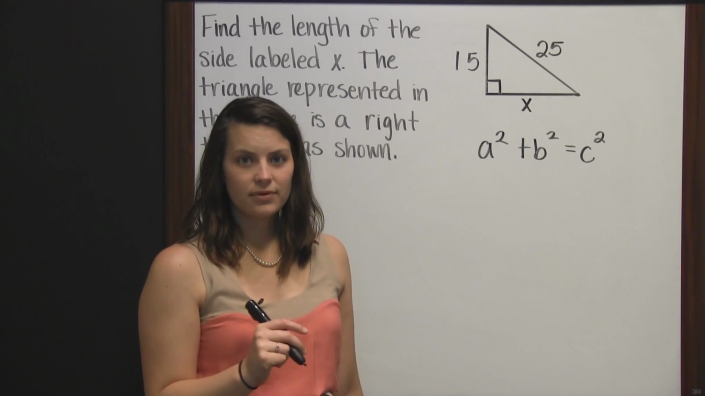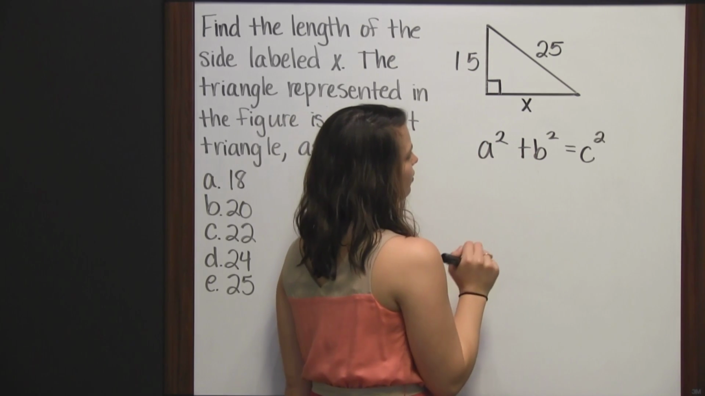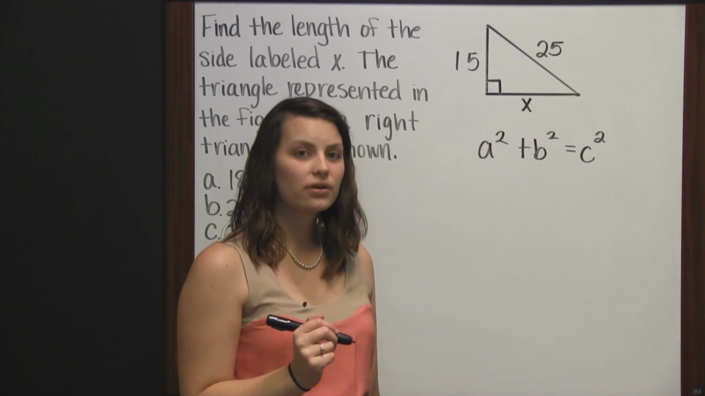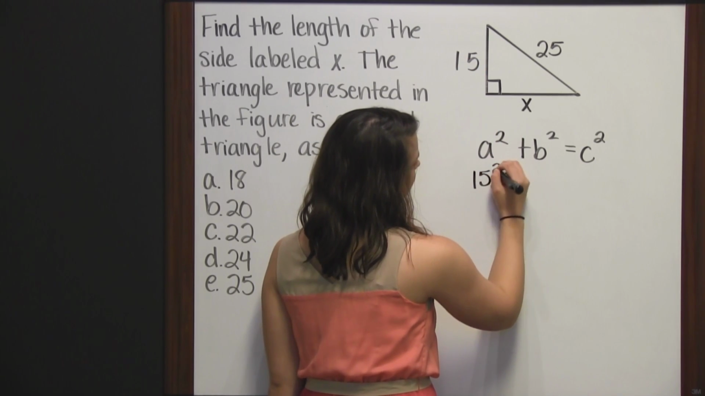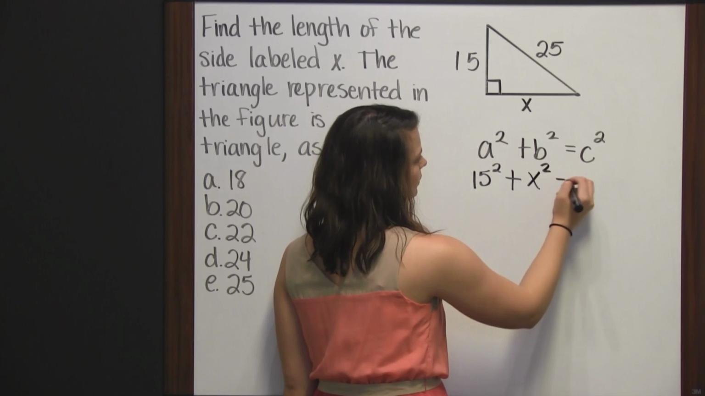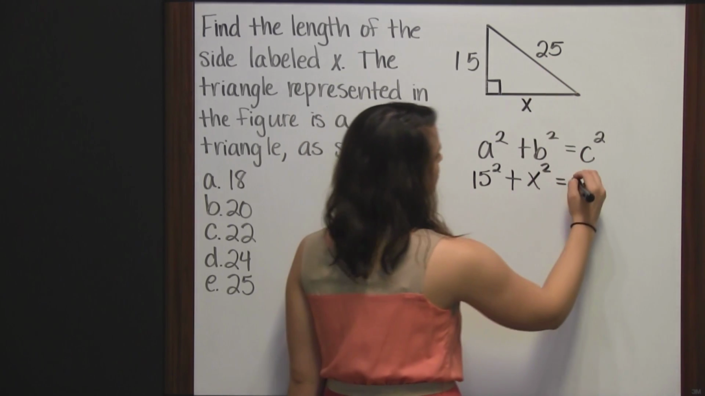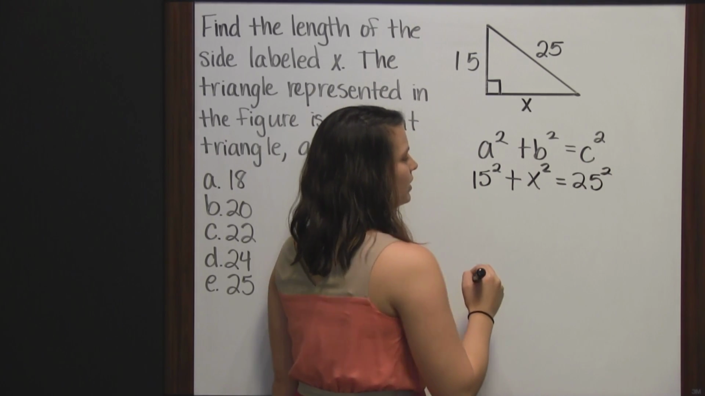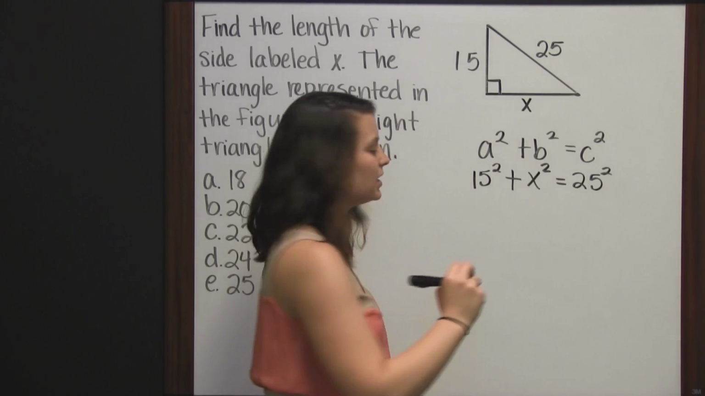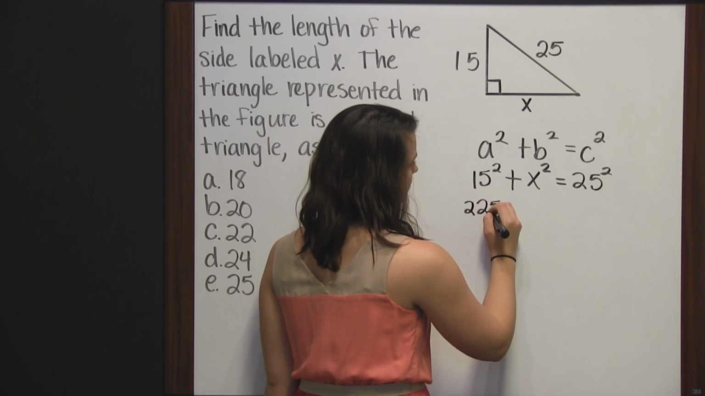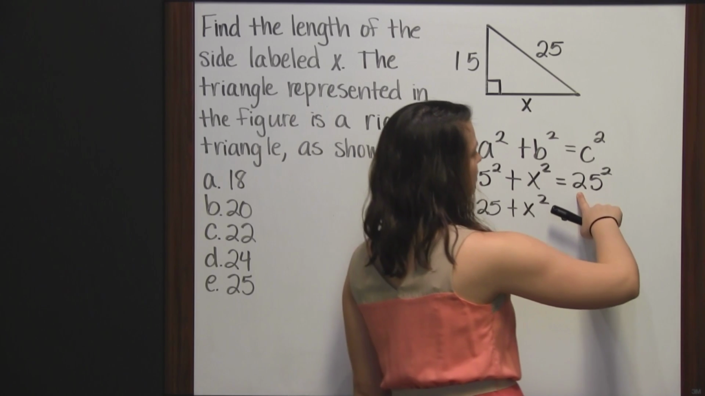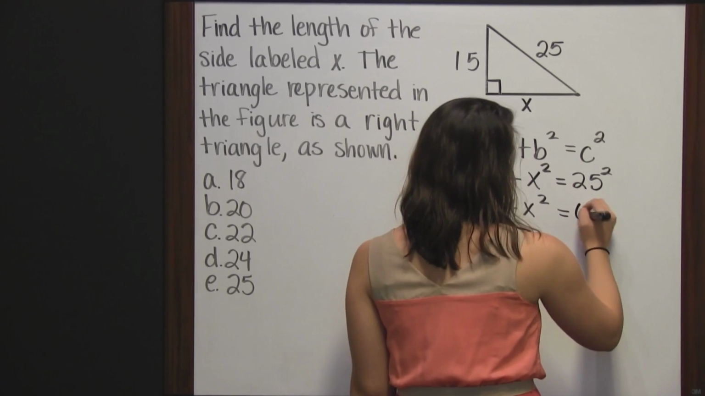So now we need to substitute the values from our triangle into the Pythagorean theorem. Your a could either be 15 or x, because both of those are legs. So I'm going to use 15. 15 squared plus, and I can replace b with x, x squared equals, c again is the hypotenuse, which is 25 squared. Now we need to simplify by squaring 15 and 25. 15 squared means 15 times 15, which is 225, plus x squared is equal to 25 squared, which is 25 times 25, or 625.